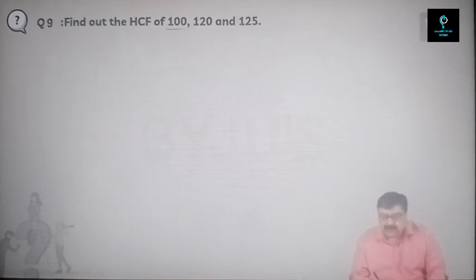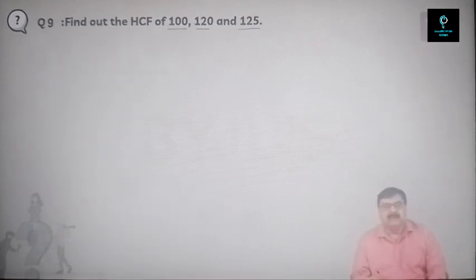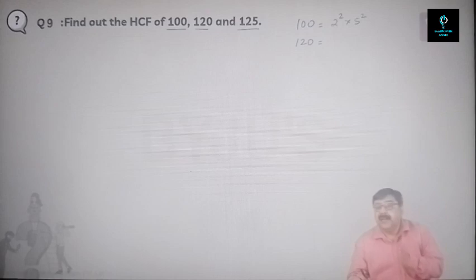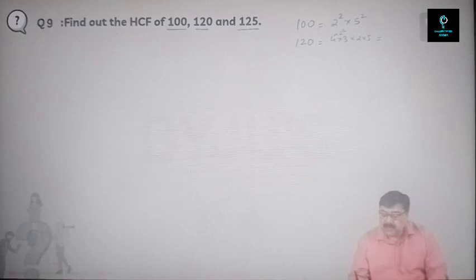Now find out the HCF of 100, 120 and 125. Now these are such kind of numbers for which the prime factorization process can be adopted. While doing so, 100 we know is 2 square into 5 square. 120 is 4 into 3 and again 2 into 5. So this is 4 into 3 into 2 into 5, that is 10. 4 here is 2 square. So this shall become 2 square and another 2 here, so 2 cube into 3 into 5.